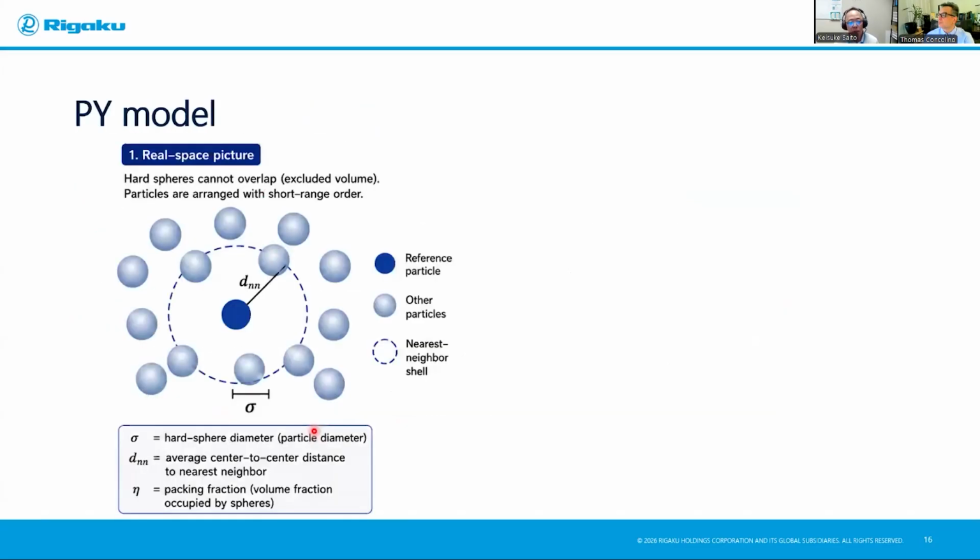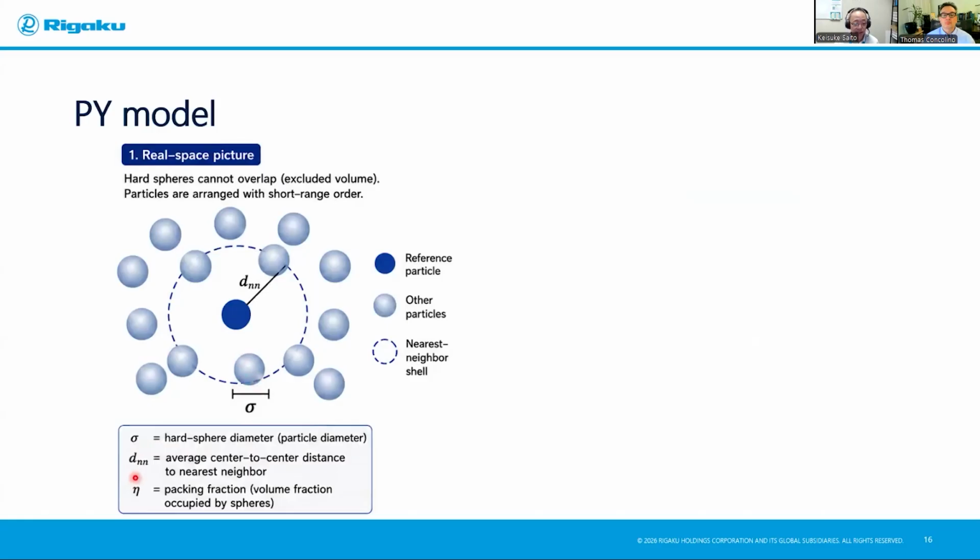So what is the PY model? First of all, we assume hard spheres, which means nanoparticles do not overlap; they are separated. Then particles are arranged with short-range order. In this PY model we have three parameters. First of all, sigma, which is the hard sphere diameter. Assuming this is your nanoparticle, the diameter here is sigma.